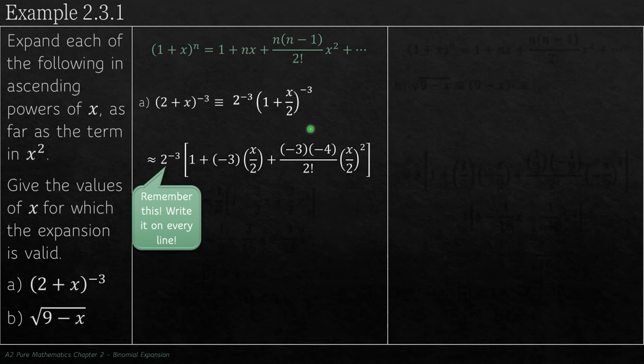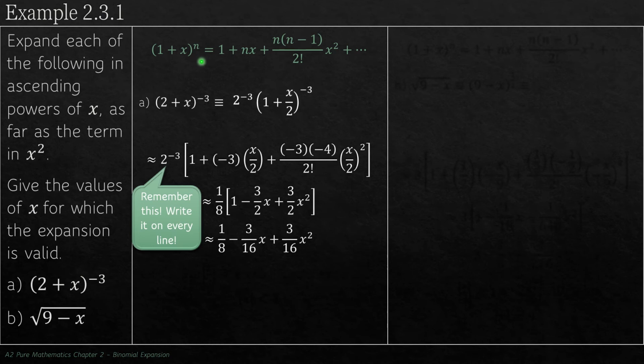Next step, simplify down the square brackets, and then take the 1 over 8 into the square brackets to get your 3 terms. So we've just gone up as far as x squared. Remember, this expansion would be infinite. We know that this is valid if we're thinking about the original equation. This is valid for the modulus of x less than 1, which means between minus 1 and 1.